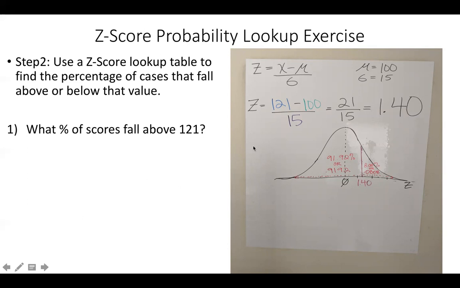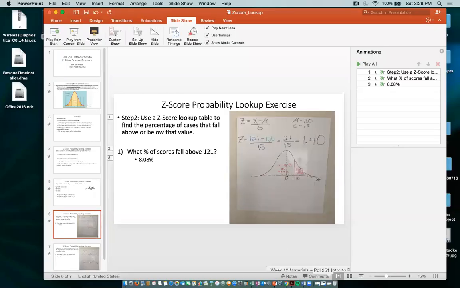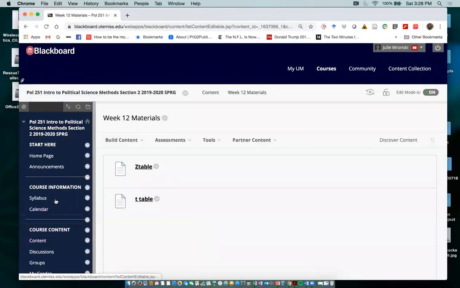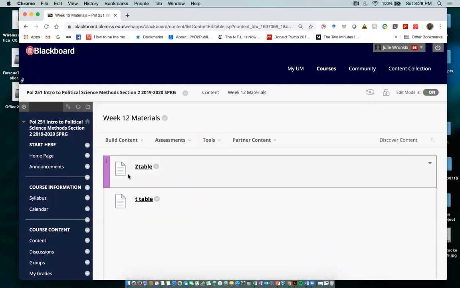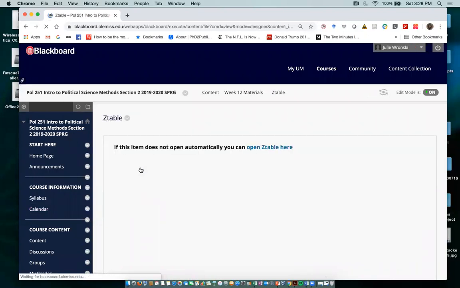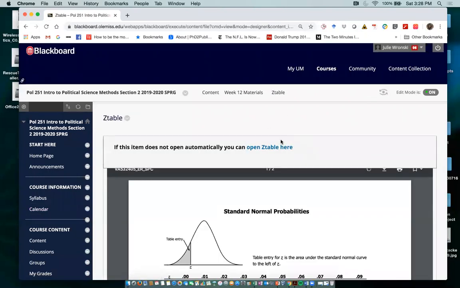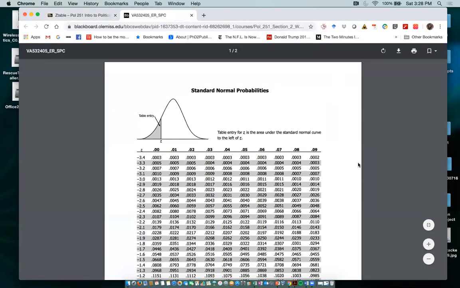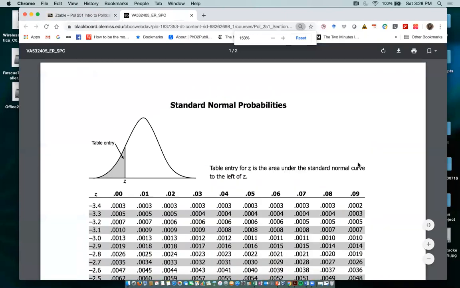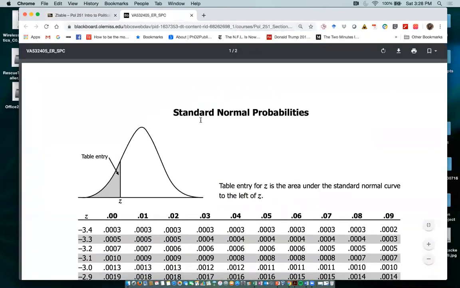So to do this, I'm going to use a lookup table that is on Blackboard. So here I'm getting out of PowerPoint, I'm going into our Blackboard. I have our week 12 materials folder, and here I have a document called a Z table. So I'm going to click on that, and I'm also going to click the option to open the Z table as a different tab. So here we have this Z-score lookup table.